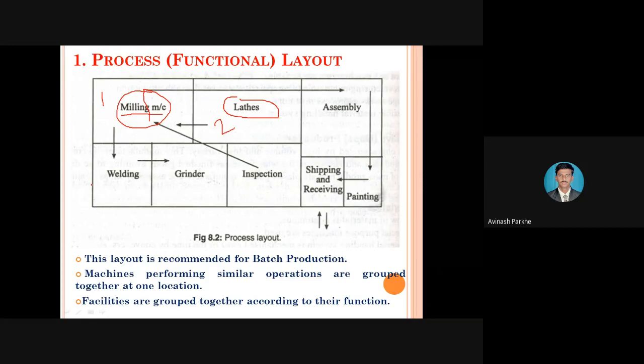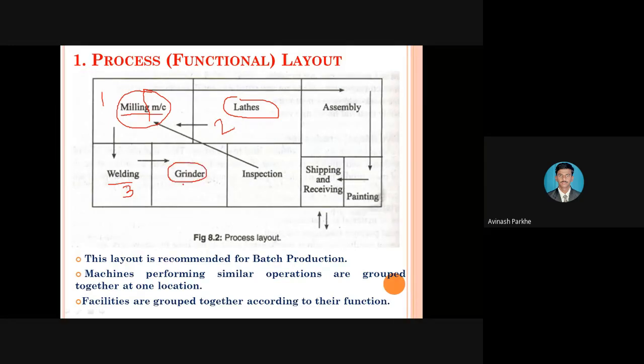Then if I have to go for the welding operation, a separate compartment is provided. For example, the third compartment is called the welding shop. Whatever welding machines are available, some TIG welding, MIG welding, all those welding machines are provided at this third location only.